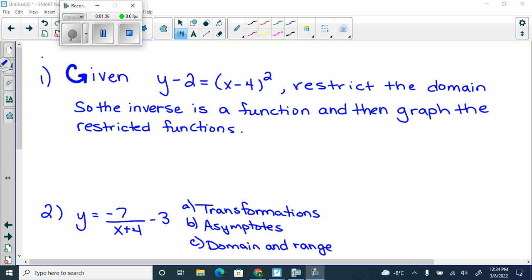What's the first thing I have to do with the first one? Is the y by itself? Yeah. So what do we have to do? Add 2. So we're going to get y equals x minus 4 squared plus 2. Then I know that my normal parabola has been moved 4 to the right and 2 up. We agree? 4 to the right and 2 up.